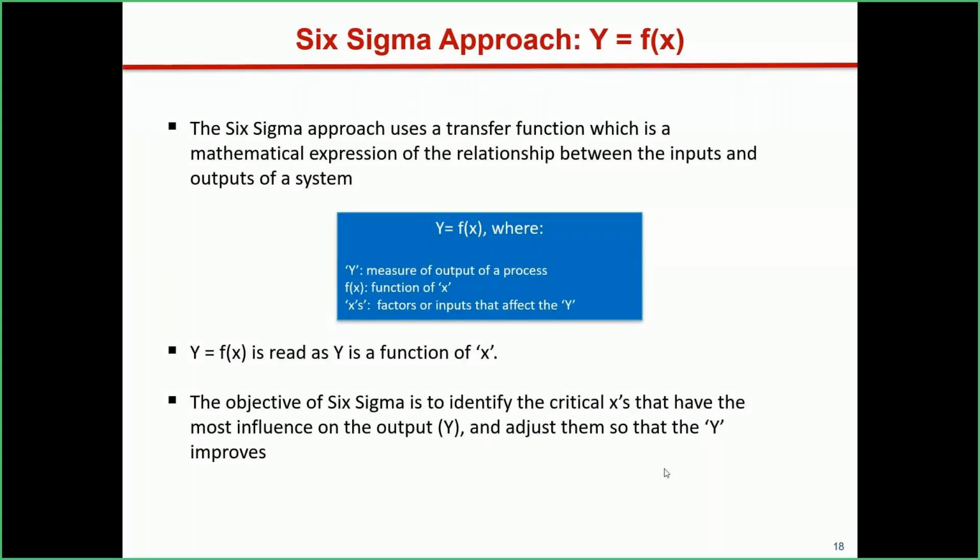So let's take an example. Now that we know Y stands for output and X stands for inputs, obviously you will have more than one input, and you may have more than one output as well. So, Rosemary, can you tell me what are the inputs required to prepare a cup of tea?